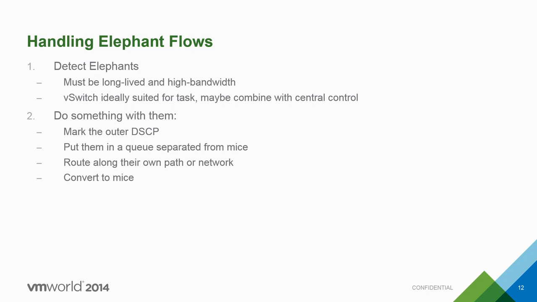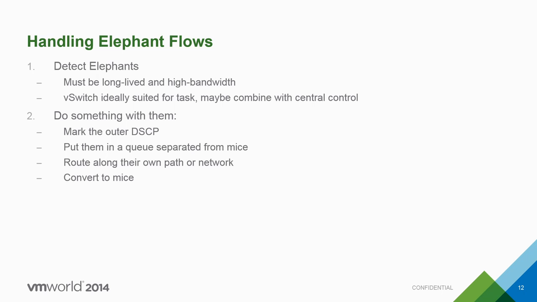So we've done a bunch of work on addressing this problem, and we realized that you really want to split it into two pieces. First of all, you have to detect the elephants, and then you have to do something about them. That's pretty obvious. So the vSwitch is extremely well positioned for detecting elephants. It's already seeing every packet. So by looking at the frequency with which packets are arriving for a particular flow, we can determine if a particular flow constitutes an elephant.